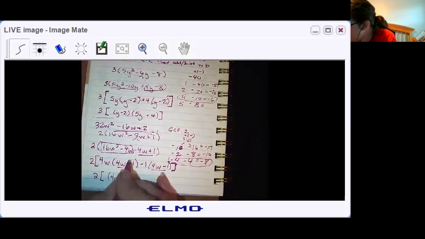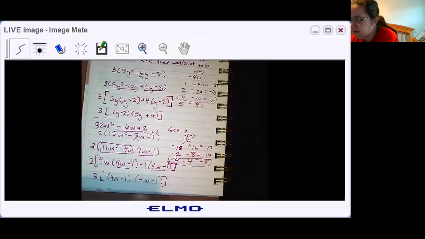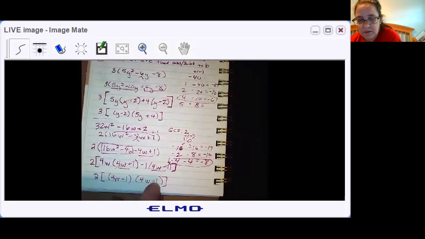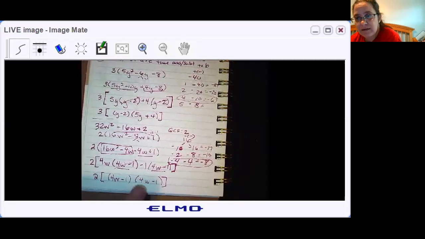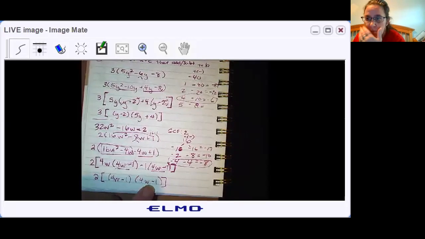And I can write down what I have left. Now, this one is unique, and what do you notice about these two? They're exactly the same, and that can happen sometimes. Now, how would I write this in its simplest form?